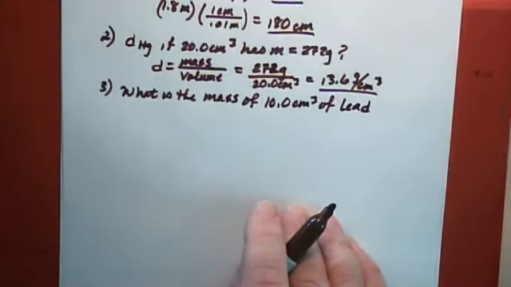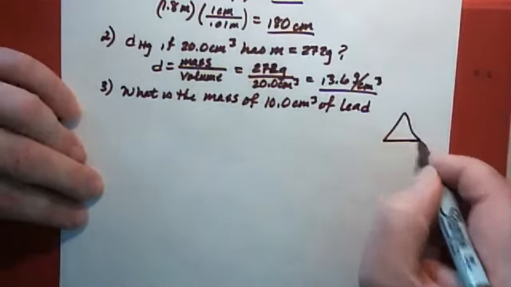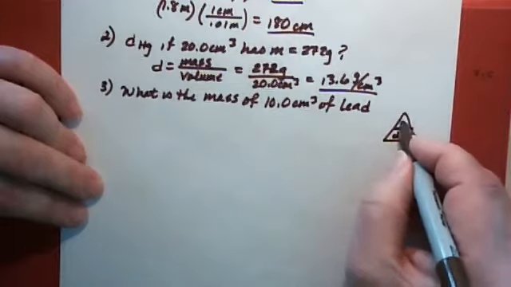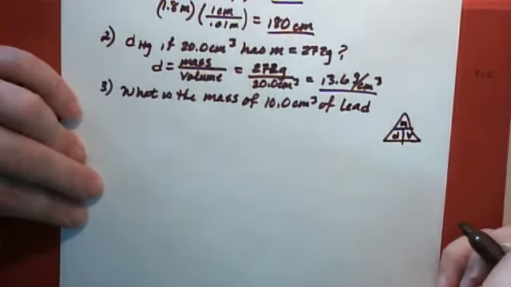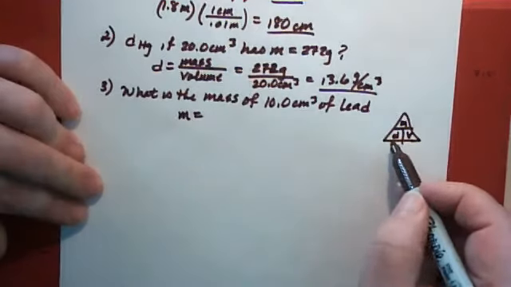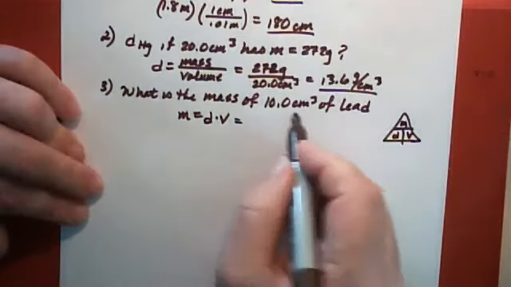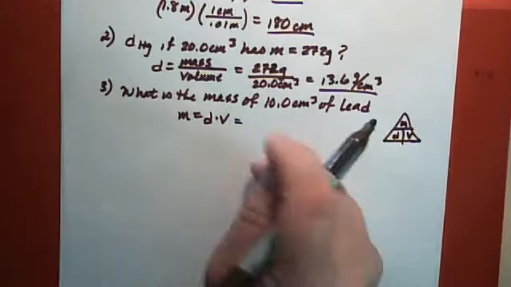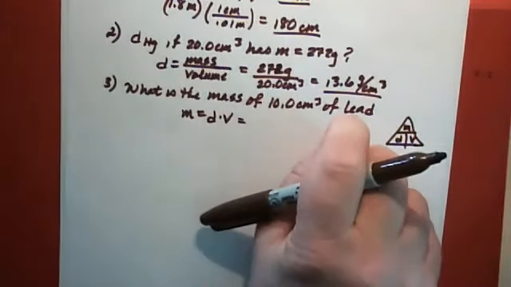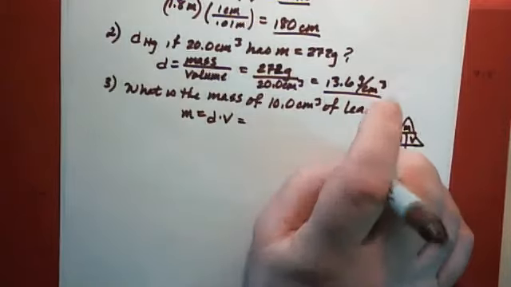Okay, number 3 is what is the mass of 10 cubic centimeters of lead? For this, it might help to have our old triangle for density. Remember, density is mass over volume. And if we want the mass, then mass is going to be density times volume. We've got the volume here, but what we don't have is the density of lead. But like I said, density is a characteristic property of all pure substances.